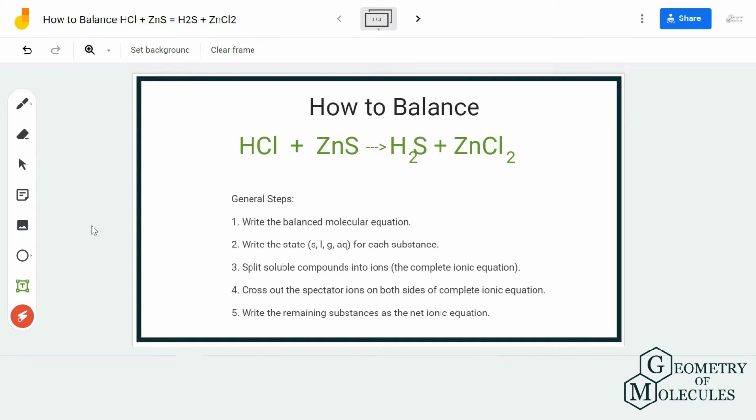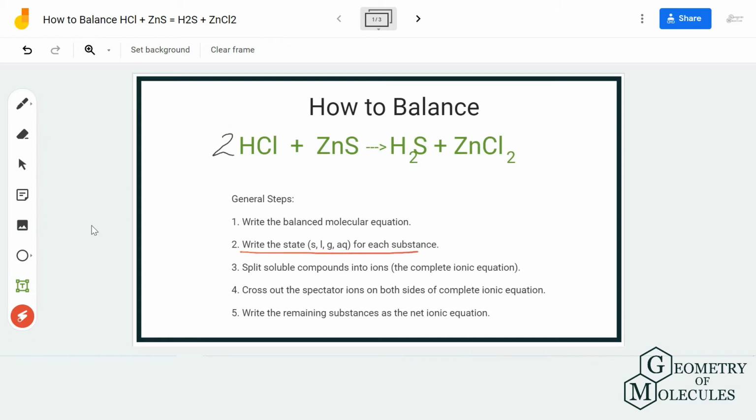So let's start. These are the general rules that we are going to follow to write this ionic equation. First of all, we have to write the balanced molecular equation. You might see here that there is only one Cl atom on the reactant side, but there are two on the product side. So we have to balance that first to tick this off. We are going to place a coefficient of 2 before HCl to balance it, and it will also balance the number of hydrogen atoms on both sides. Now we have 2 hydrogen atoms on both reactant and product side, so that is done.